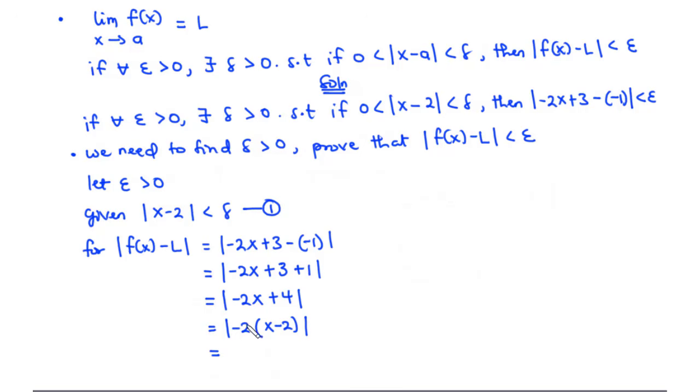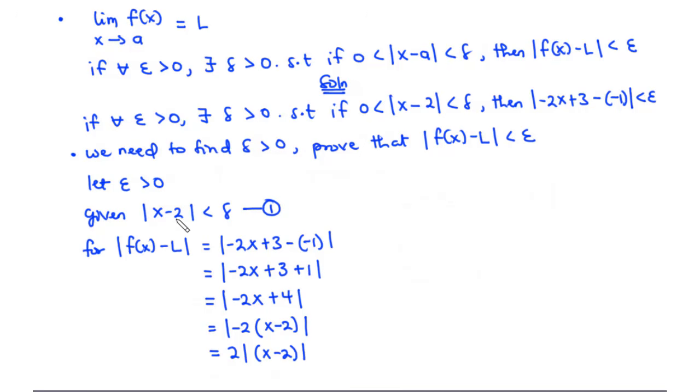Here we have the absolute value of -2. Now the absolute value of a negative number is positive, so we are going to evaluate this and then pull out that. So that becomes 2 times the absolute value of x minus 2.